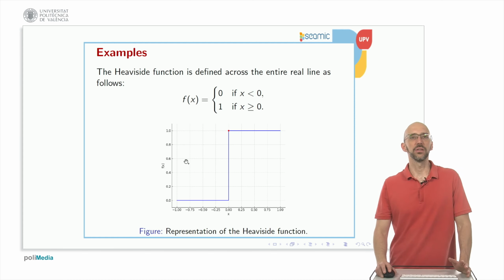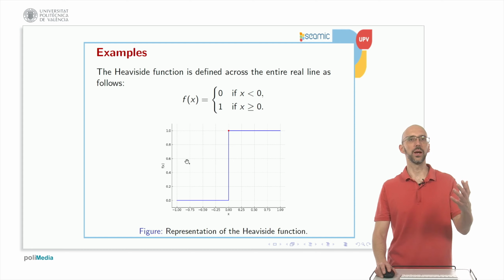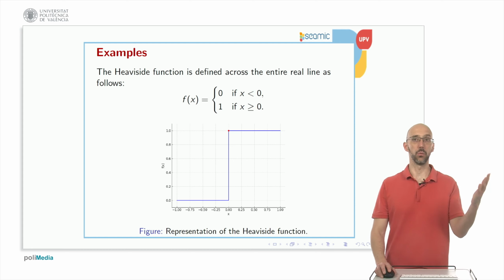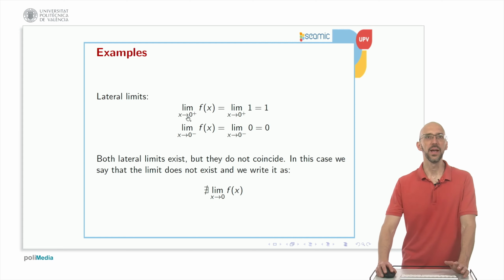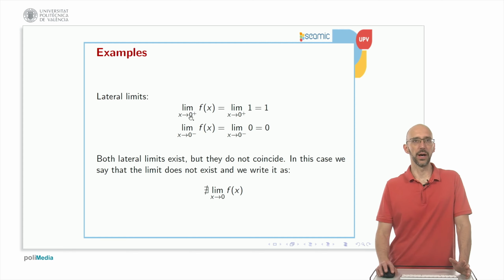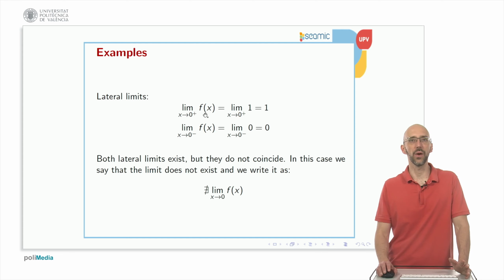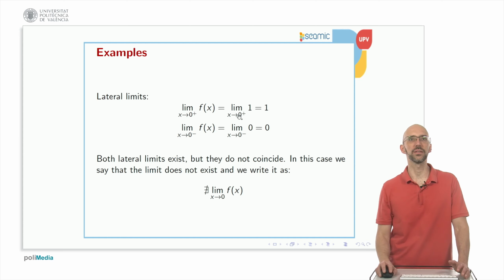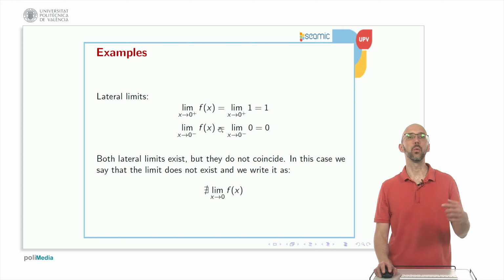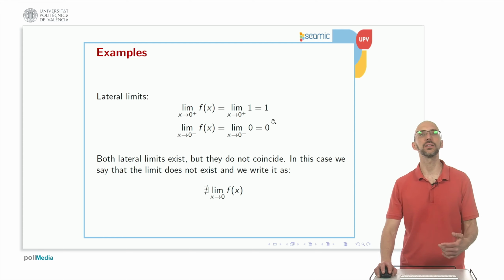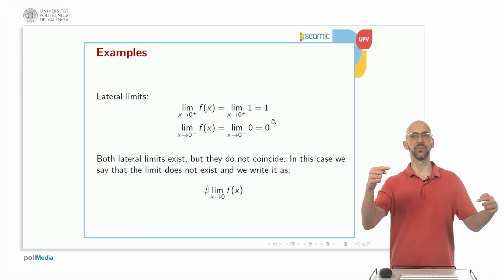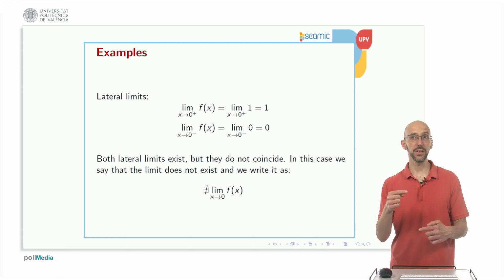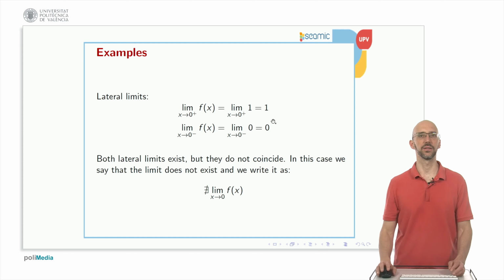What is the limit of this function when we approach the value 0? We are going to do it from the left and from the right. If we calculate the limit when x approaches 0 from the right, the function, remember, is equal to 1 all the time. So it's the limit when x approaches 0 of 1, so the limit is 1. There's nothing to replace. When we approach from the left, the function is always 0, so the limit of 0 is 0. As you can see, both limits exist, from the right and from the left, but they are different. That means that the limit does not exist.